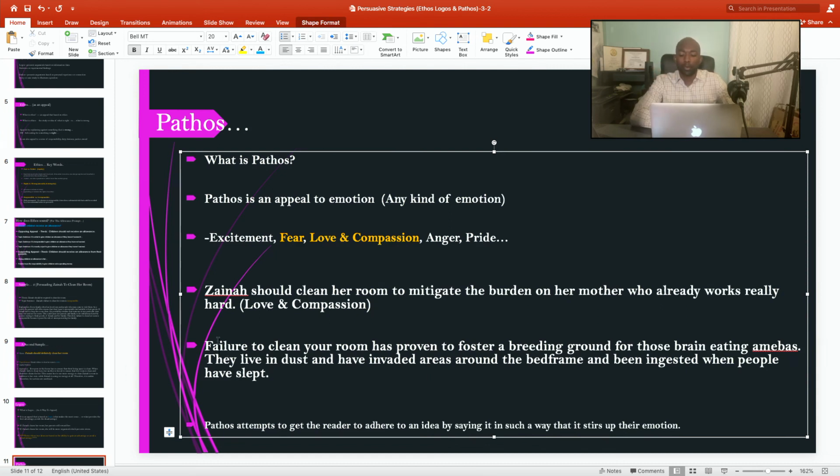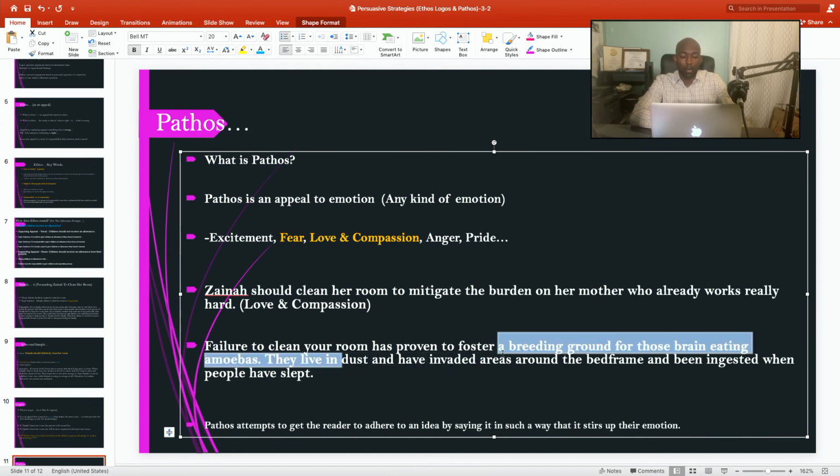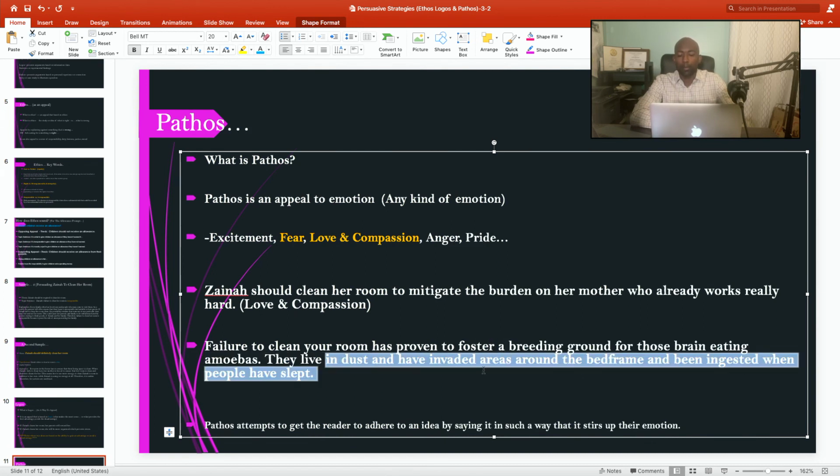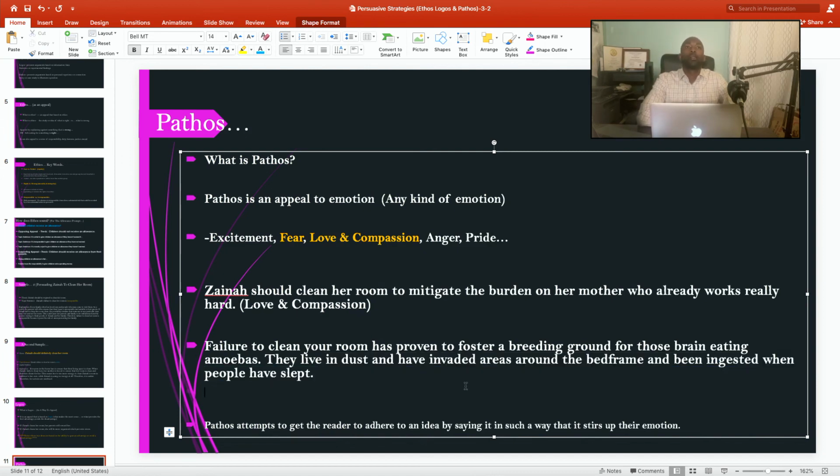You look at this one. Failure to clean your room has proven to foster a breeding ground for those brain-eating amoebas. That's not spelled right. They live in dust and have invaded areas around the bed frame and been ingested when people have slept. Now, I don't know if any of that's true or not, but you get the idea. What emotion are we appealing to? Well, we're trying to make you afraid, right? So that would be fear.